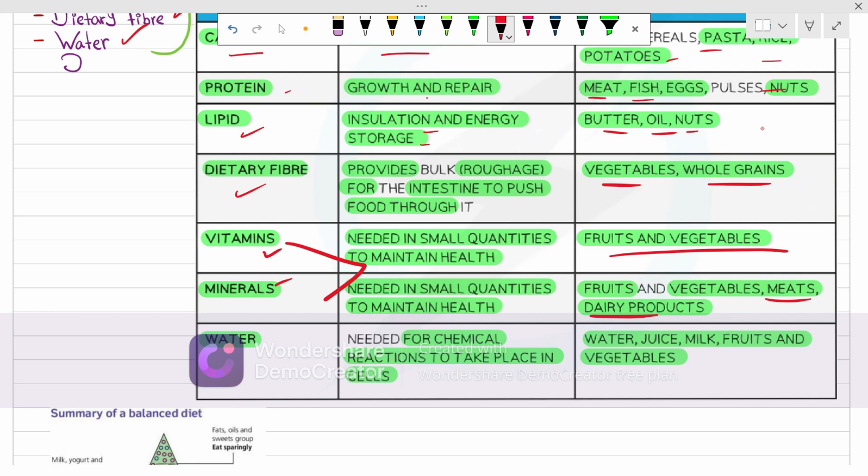Water is needed for chemical reactions that take place in the cytoplasm of the cell. And sources of water are water itself, juice, milk, fruits, and vegetables. Anything that contains liquid is a source of water.